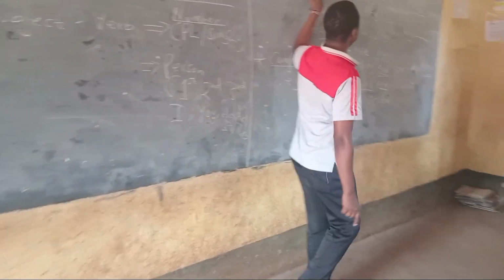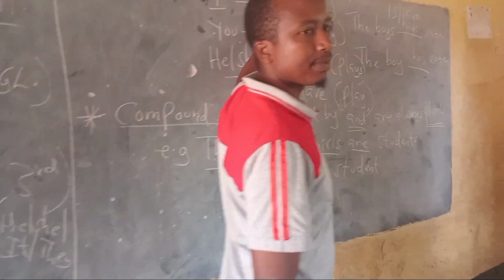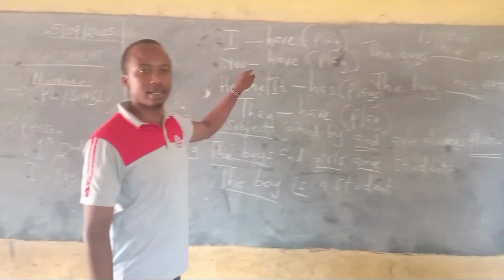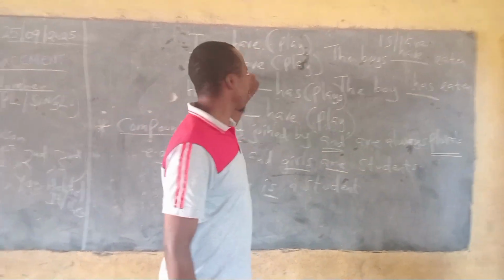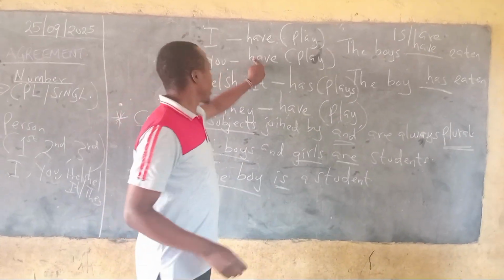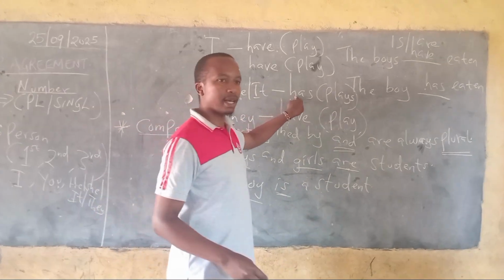If we go to this point, just summarizing on the subject and the verbs, when you use I, you say I have. That's how. And when you use you, you say you have. You cannot say you has played. You say you have. When you use he, she, or it, it goes with has.